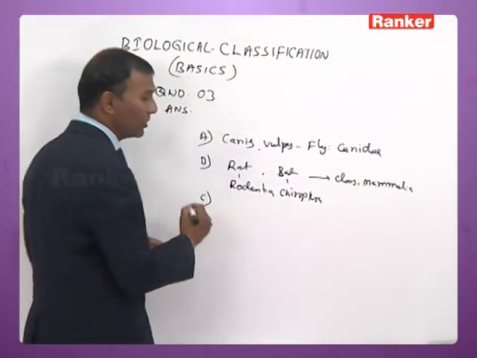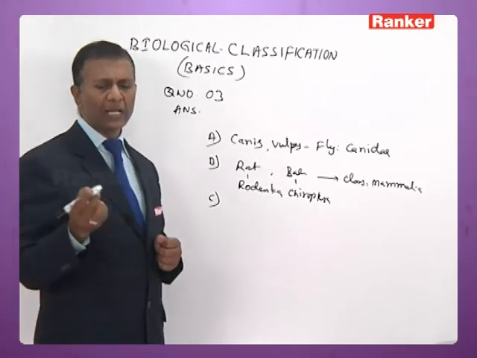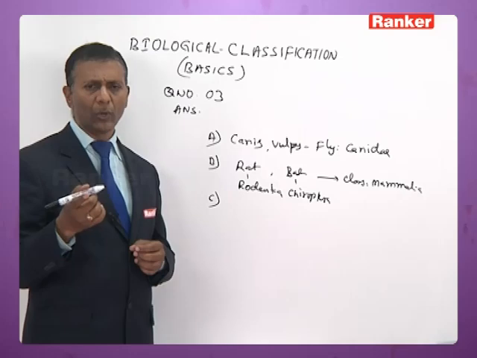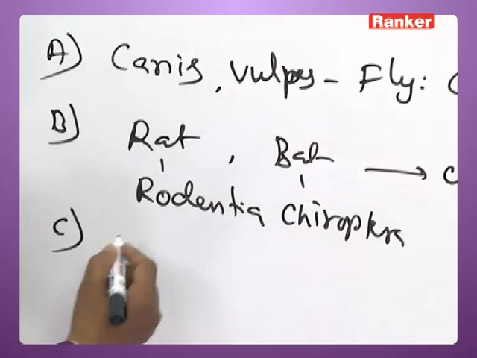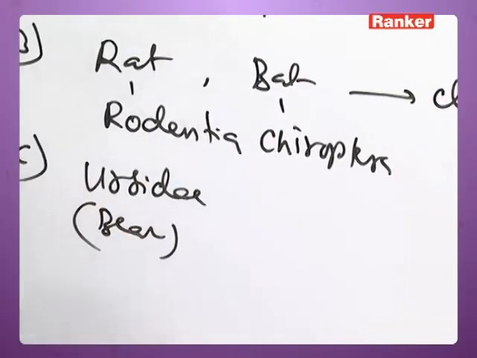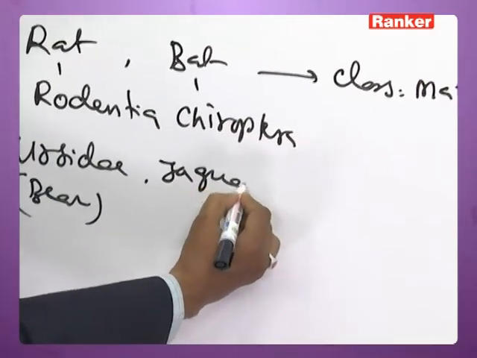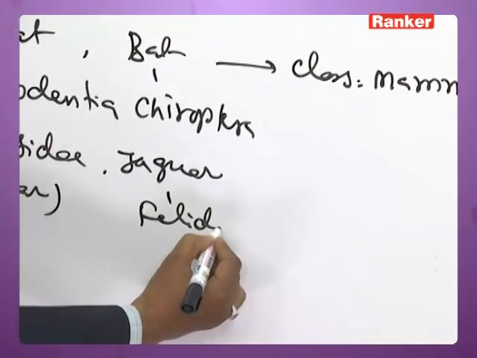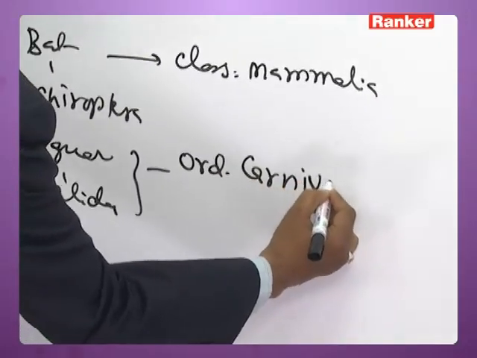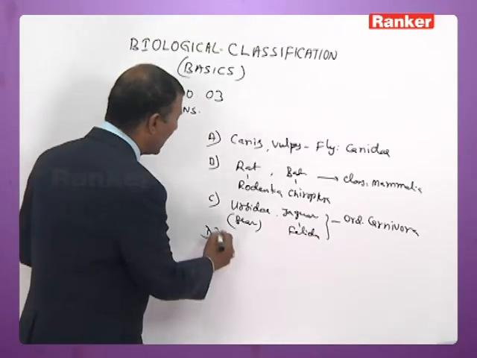The next option, C, is bear and jaguar. Bear is Ursus and jaguar is Panthera. Bear belongs to the family Ursidae, and jaguar, Panthera onca, belongs to the family Felidae. Now these two families are placed under a single order, order Carnivora. Next, option D: tiger and leopard.